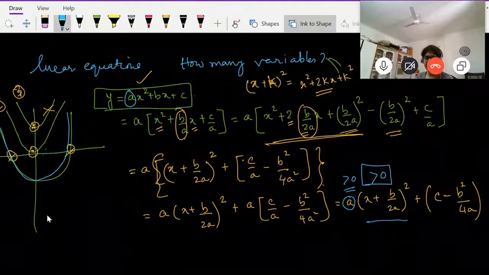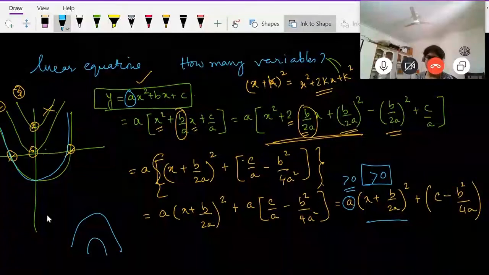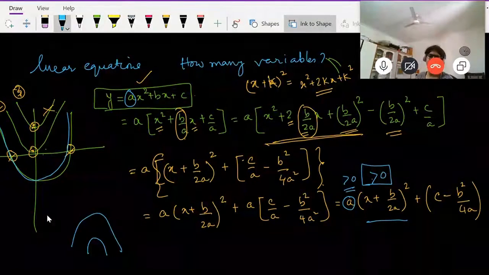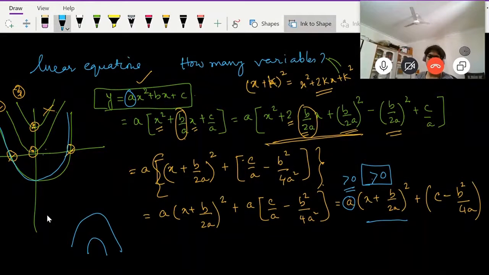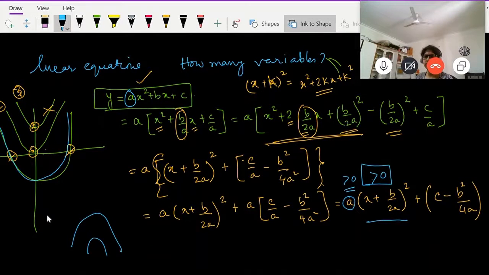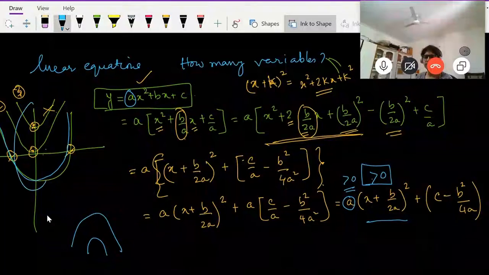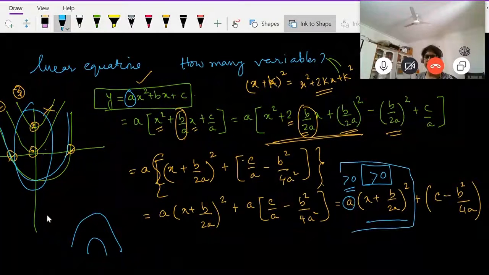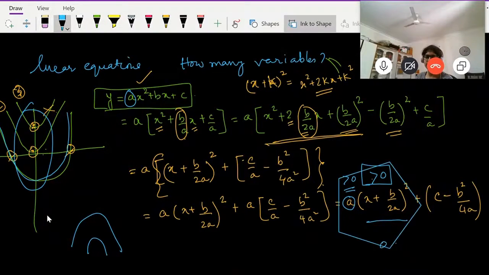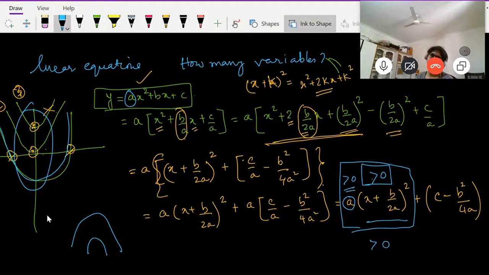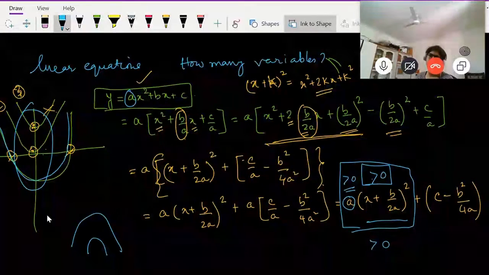If it is negative, then the curve will look like this, right? So the logic will remain same, but we will first establish this for a greater than 0, and then we can prove it for the other way. So for a greater than 0, that means for this set of curves, right, the first term itself will always be greater than or equal to 0, right? First term itself will always be greater than or equal to 0.